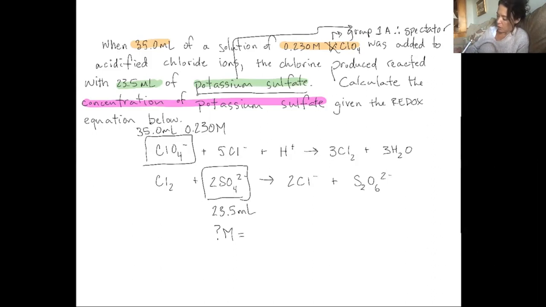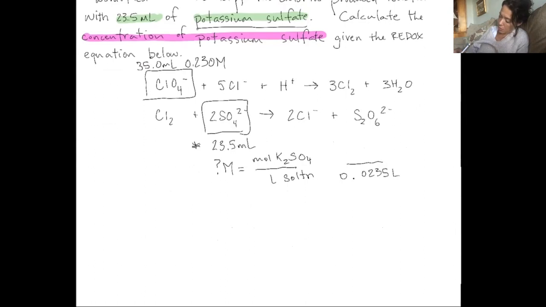Okay. So we know that we need the moles of the potassium sulfate over the liters of the solution. And we already know that we've got 23.5 milliliters. So I know that I have 0.0235 liters. All I need to do is determine what those moles are. All right, well, this is just stoichiometry. It's just a little different because we have two equations.